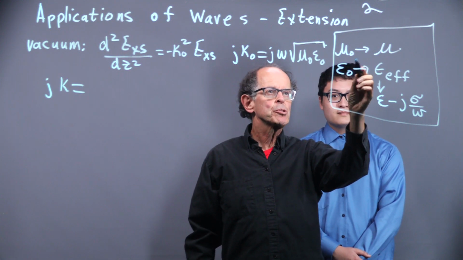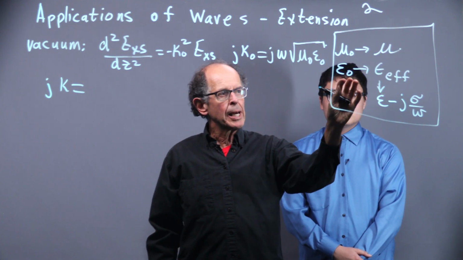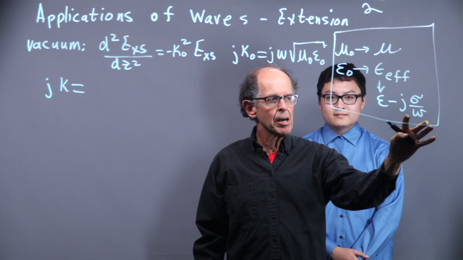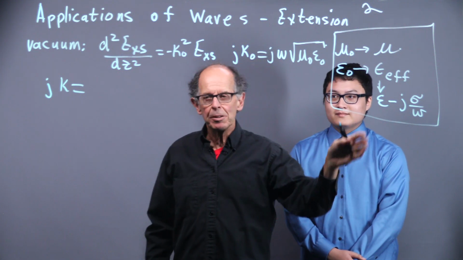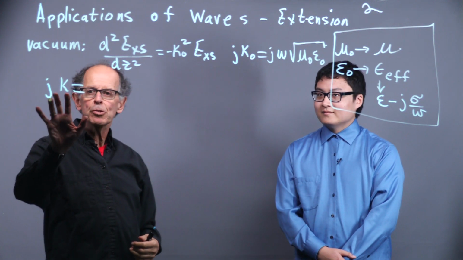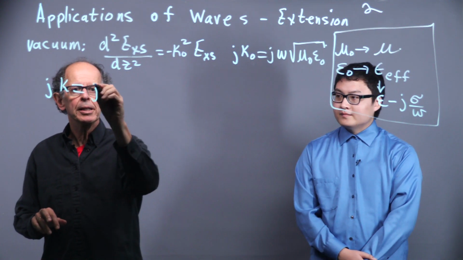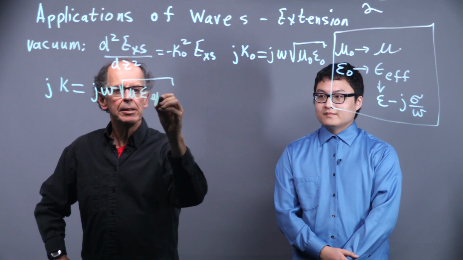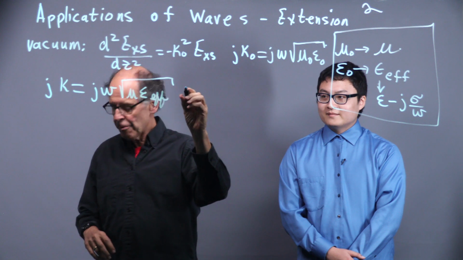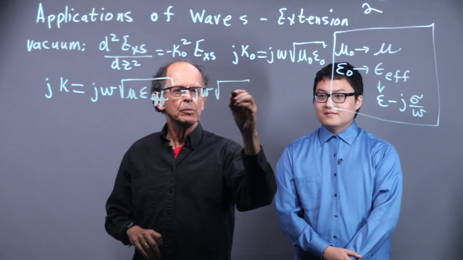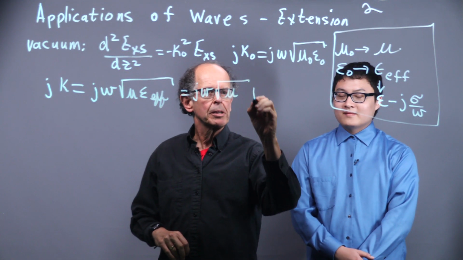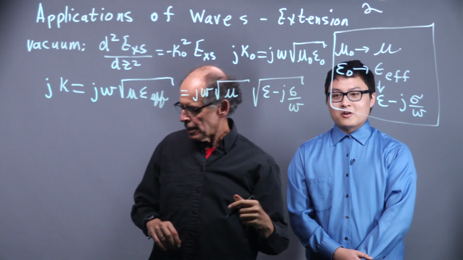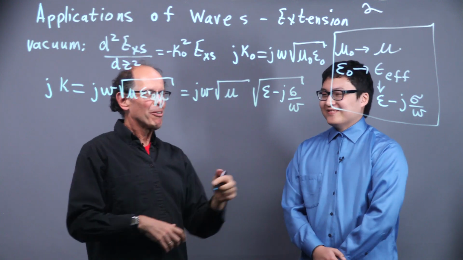But we want to go beyond the vacuum, so we're going to replace mu naught by magnetic material mu, and epsilon naught by the effective epsilon, where epsilon is the usual capacitive term, and this term comes from the ohmic conductivity term in Ampere's law, the current density due to ohmic currents. So now it's a question of algebra. So jk, we got it from here, is equal to j omega square root of mu epsilon effective. Now we just substitute in epsilon effective: mu times the square root of epsilon minus j sigma over omega.